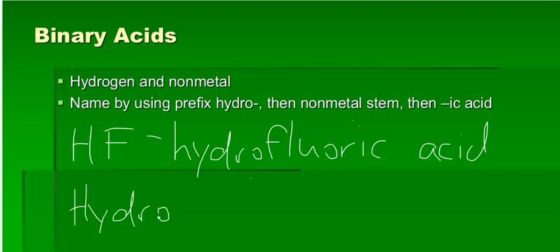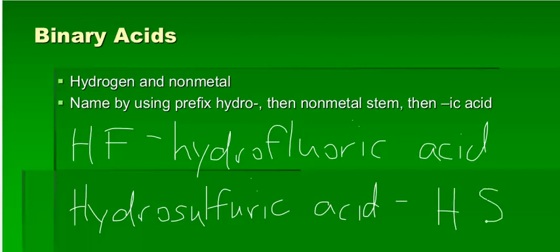Now if you work backwards, let's say I give you the name hydrosulfuric acid, and I say what's the formula? It's a binary acid, it's got hydrogen, and in this case sulfur. But I do have to balance charges. Hydrogen, when it's with a nonmetal, is positive 1. Sulfur is in group 6A, so that means it has a charge of negative 2. Cross charges, hydrosulfuric acid is H2S.